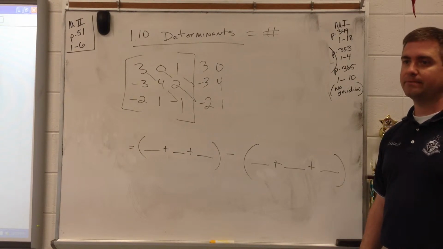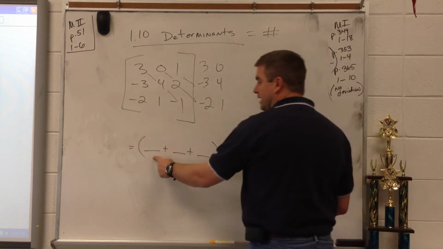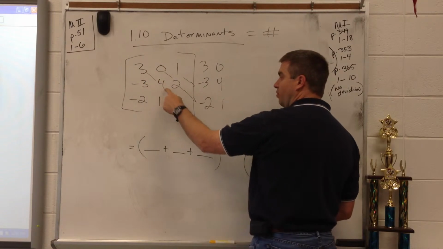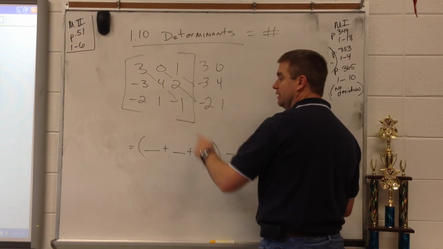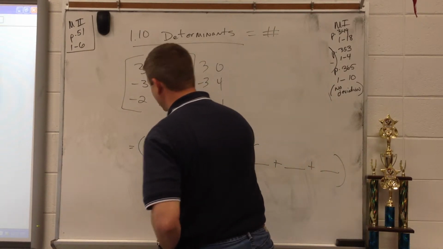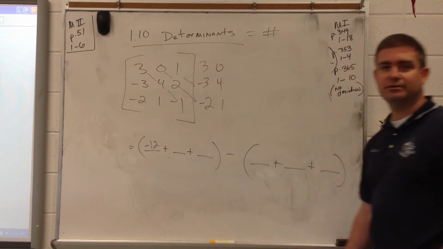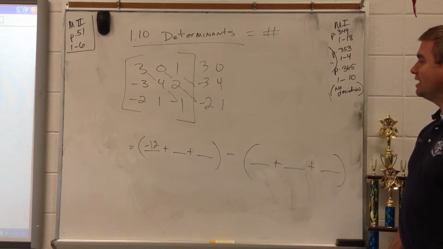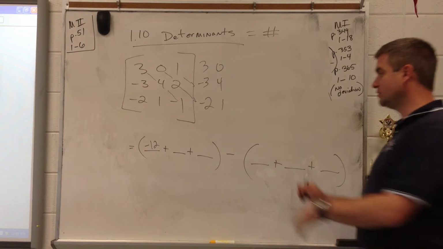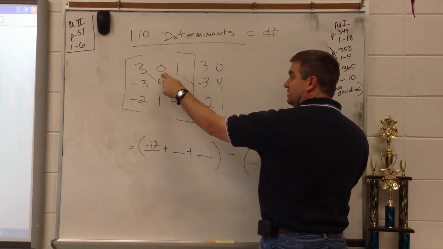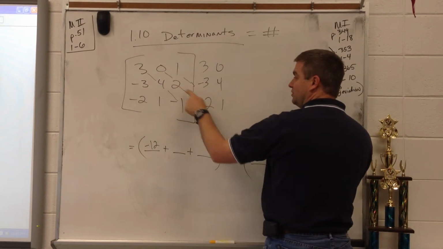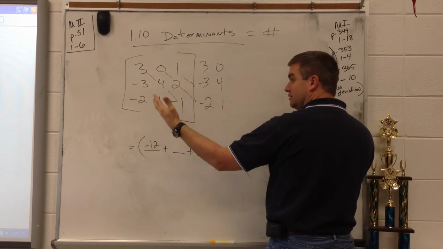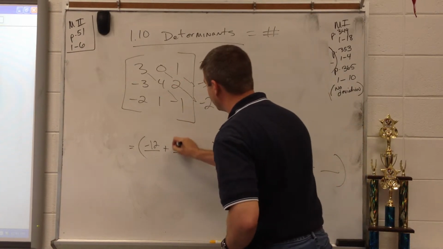Stay with me. What goes in this first blank? Well, you're going to say 3 times 4 times negative 1, which is what? Negative 12. You're multiplying. And you get negative 12. Then what goes in the second blank? Well, you're going to go to 0, and you're going to say 0 times 2 times negative 2, which is 0.